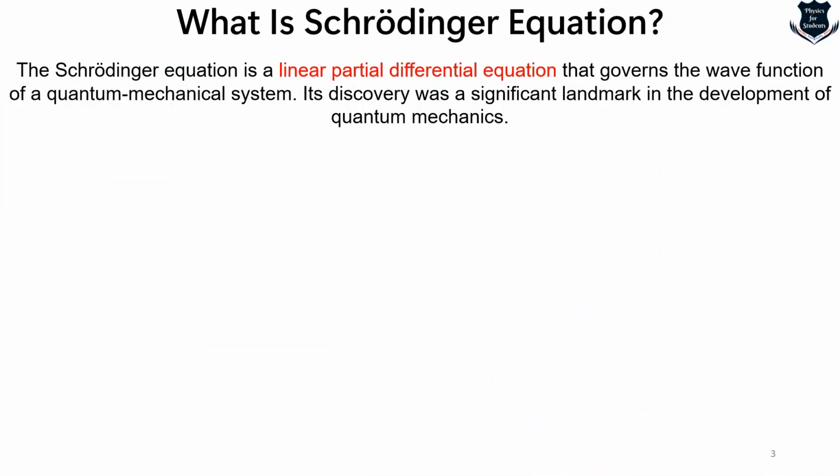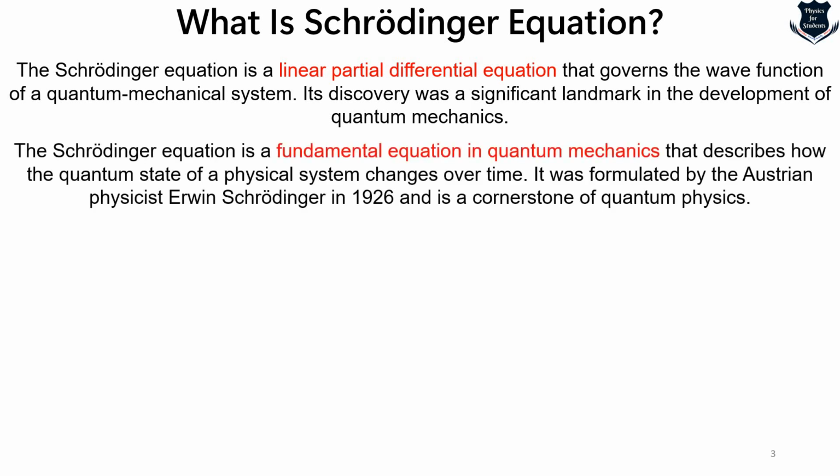Here is a very basic definition: the Schrodinger equation is a linear partial differential equation that governs the wave function of a quantum mechanical system. And as we all know, and I will explore, the wave function is the pivotal force around which the entire quantum mechanics revolves. So its discovery is definitely a significant landmark in the development of quantum mechanics.